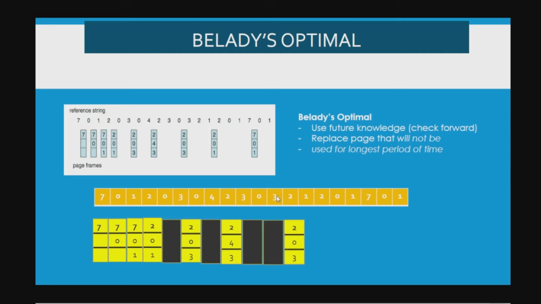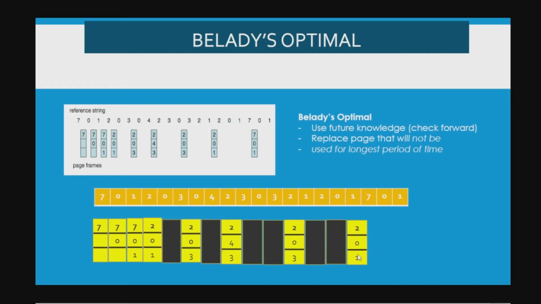Then we get 2, 0, 3. Sorry, we replace number 4 with 0. Okay, 0 is here. Okay, next is 3. So copy. And then 2, copy. And then number 1. Okay, number 1 is not here. It's not the resident. So number 2 is here. 0 is here. So number 3 can be replaced by 1. So we have 2, 0, 1 here.